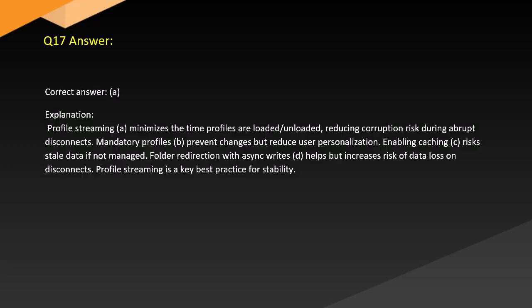Answer. Correct answer: A. Explanation. Profile streaming. A. Minimizes the time profiles are loaded, reducing corruption risk during abrupt disconnects. Mandatory profiles. B. Prevent changes but reduce user personalization, enabling caching. C. Folder redirection with async writes. Risk stale data if not managed. D. Helps but increases risk of data loss on disconnects. Profile streaming is a key best practice for stability.